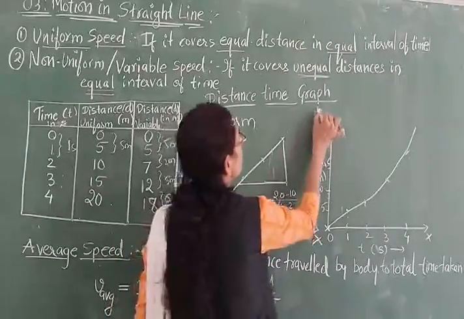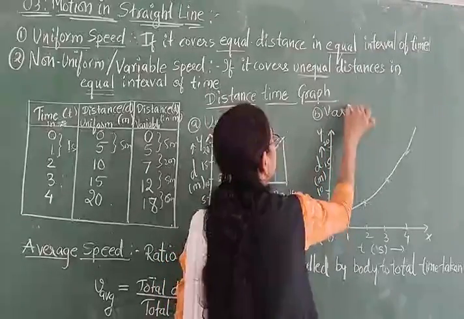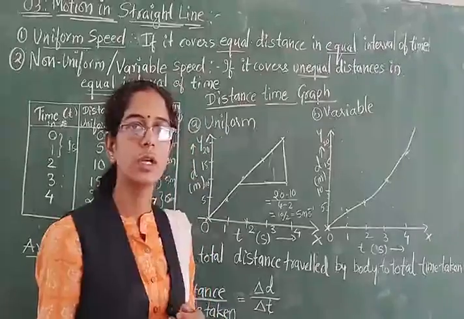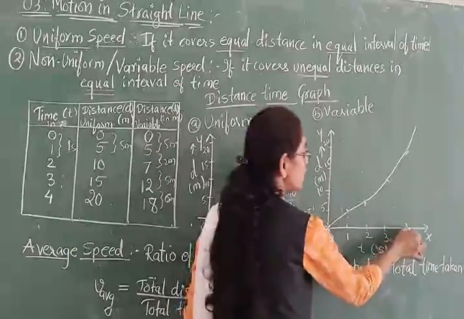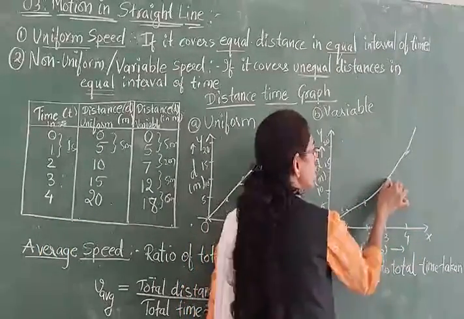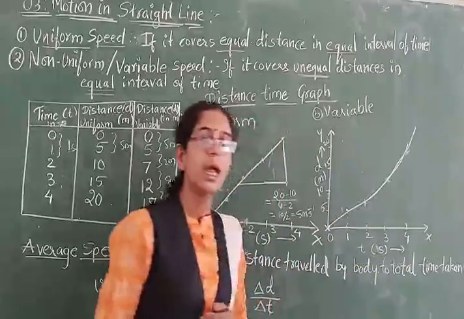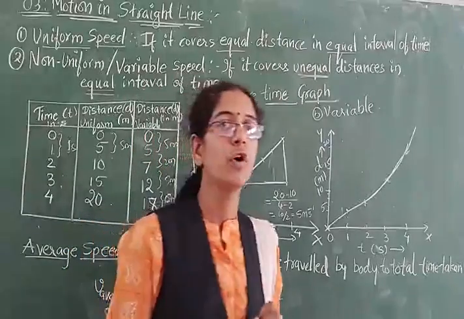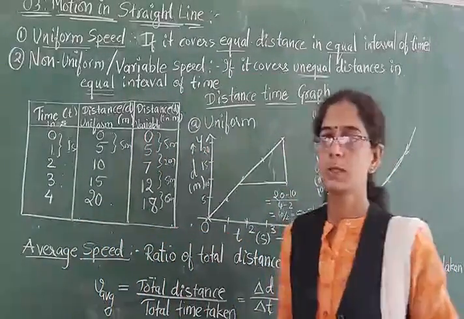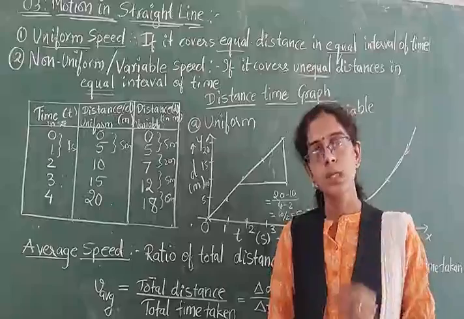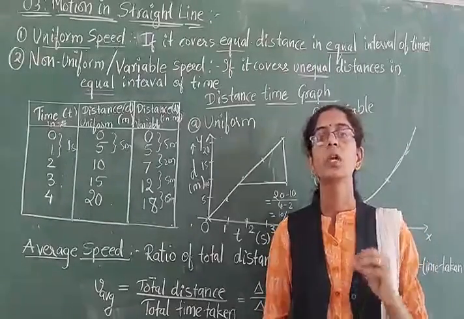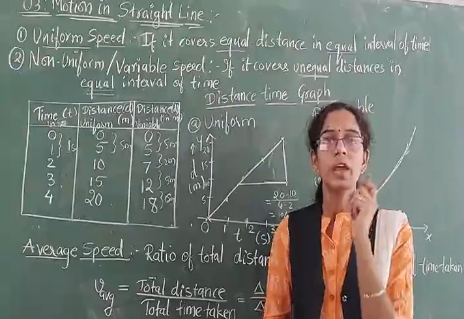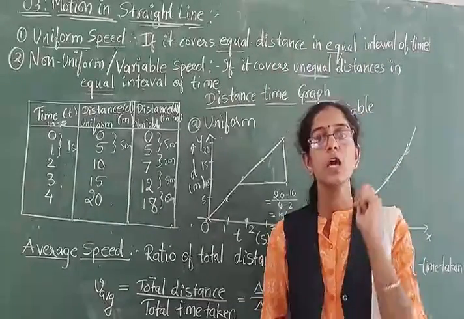And if you go with variable or non-uniform speed, it is difficult to measure the reading because from 2 to 3, the nature is curved like this, isn't it? In that case, it is difficult to measure the value for variable speed. So whenever the speed is variable, we will find its average speed. What will we find out? Average speed of the given object.